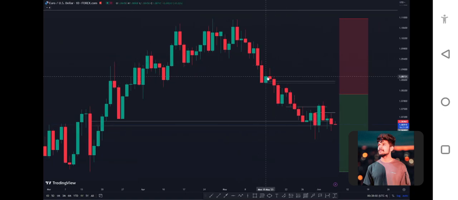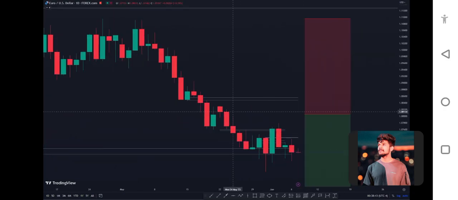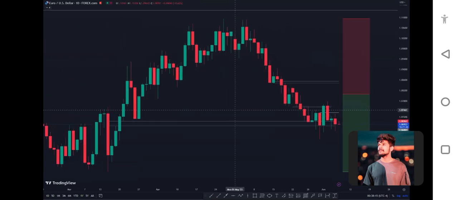I really want to see price today trade through this fair value gap with the body, not the wicks, because look at all the wicks. We are respecting this. This is not a good sign. I mean, this is not a good sign for the bearishness. That's why.